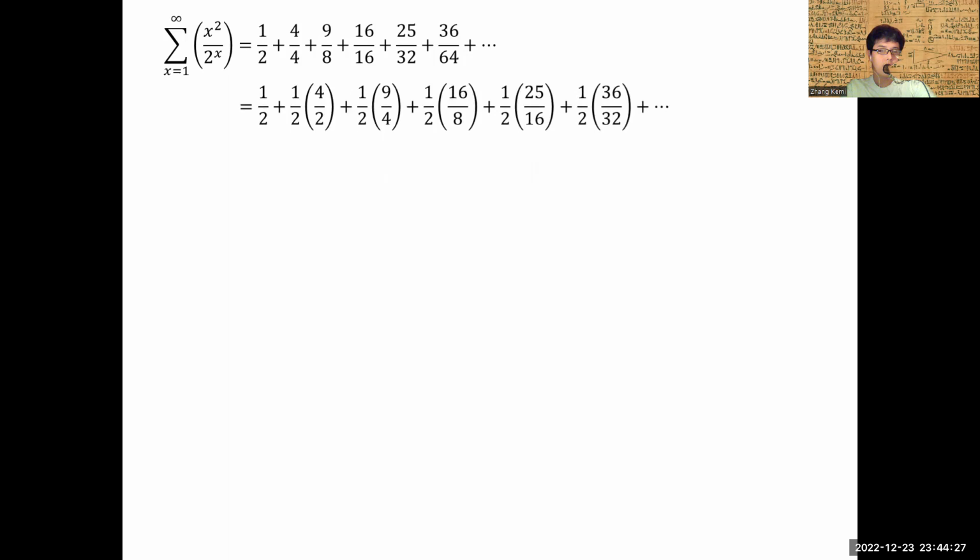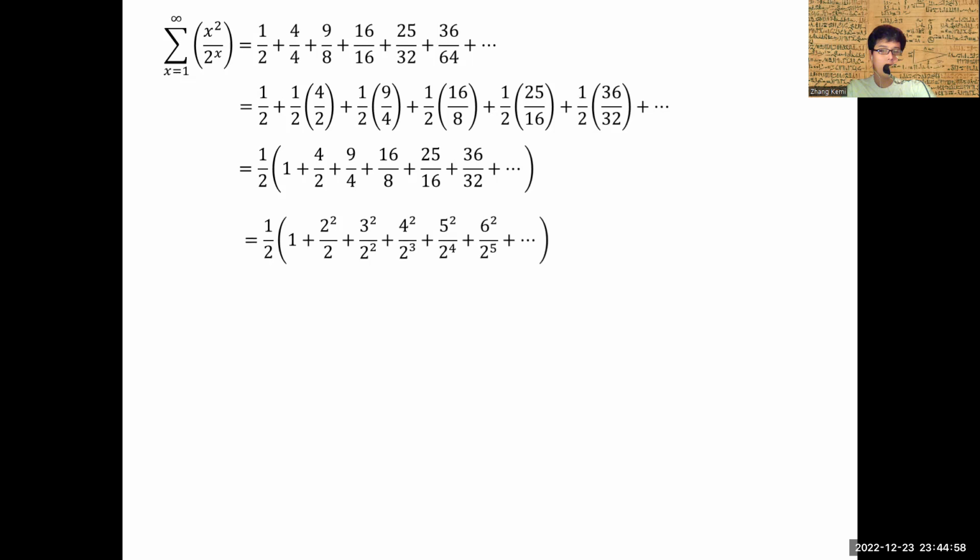And if you notice, same thing, we are going to take out a half as our factor. Notice there's a half as a factor for every term. So if we take out the half as we did earlier, in the bracket we have 1 plus 4/2, 9/4, 16/8, 25/16, 36/32, etc., to infinity.